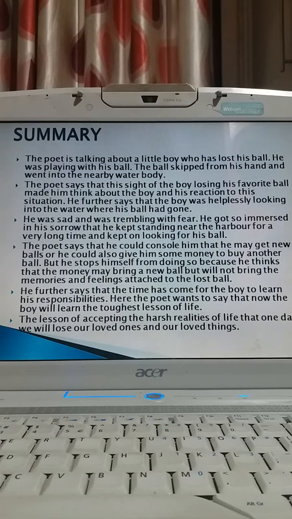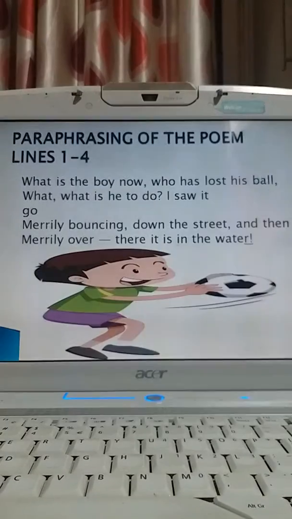The boy at the time is on the verge of realizing that sooner or later the things or the people that are very, very important in his life will be lost in the course of time permanently from his sight. Now let's come to the paraphrasing.